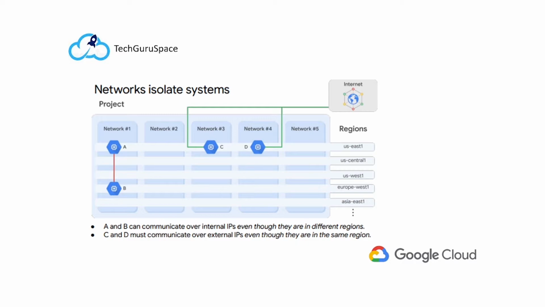VMs C and D, however, are not in the same network. Therefore, by default, these VMs must communicate using their external IP addresses, even though they are in the same region. The traffic between VMs C and D isn't actually touching the public internet, but is going through the Google Edge routers, which has different billing and security ramifications that we will explore later.